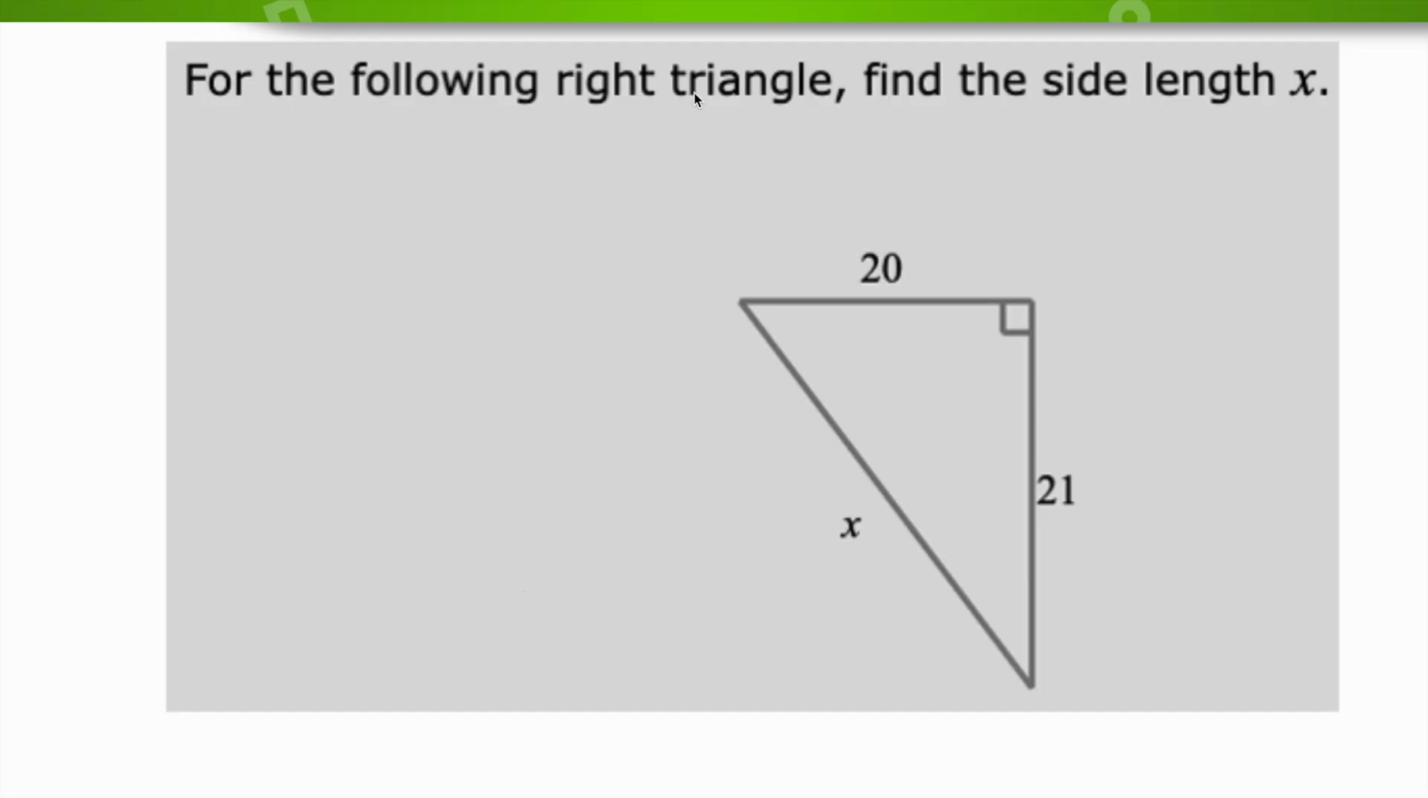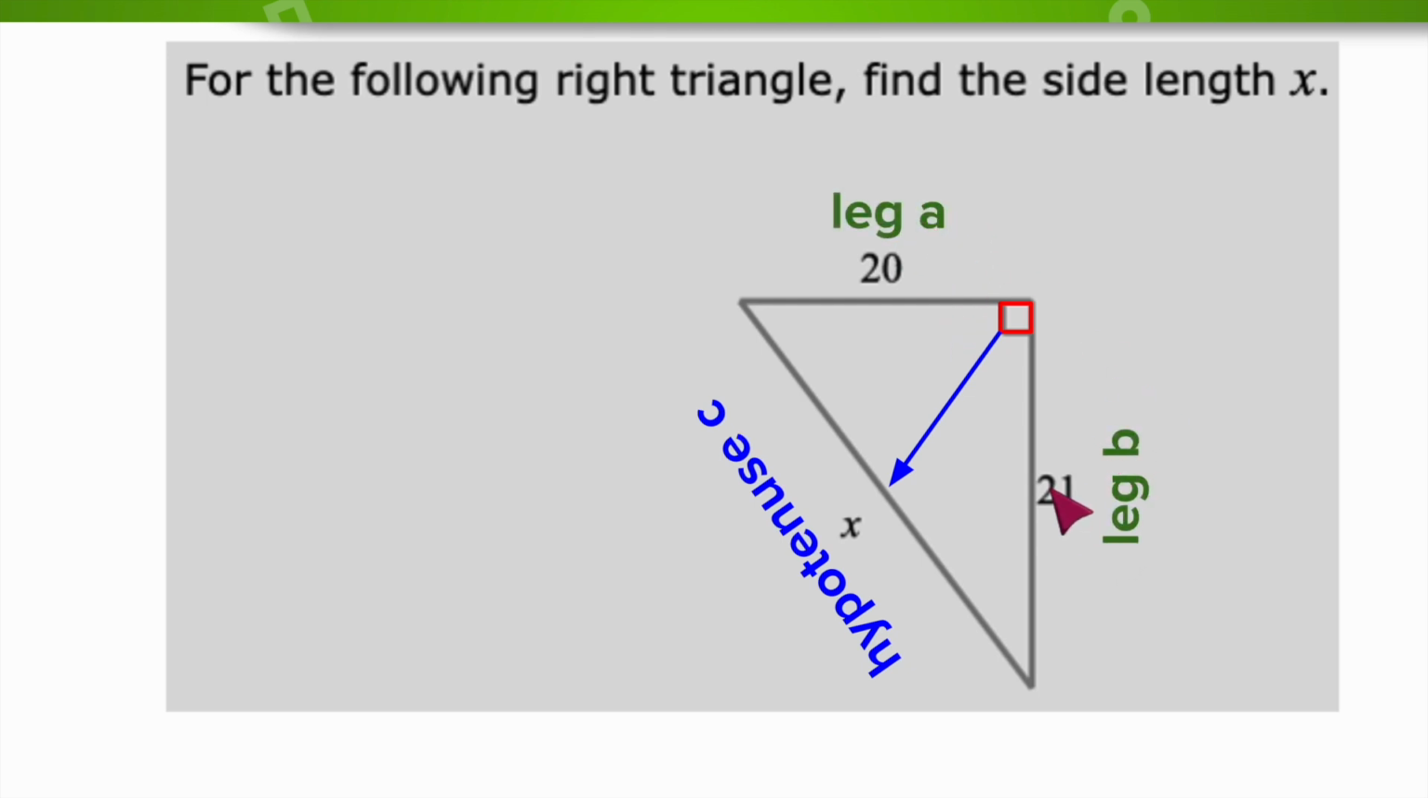For the following right triangle, find the side length. So first, here's the right angle, and here's the hypotenuse. Let's label this first. So I go straight across, and here's the hypotenuse, which is my side C. That's my longest side. So now I'm going to label my sides. Here's leg A and here's leg B. It would not have mattered if I made this leg B and this leg A. I'm just saying these are the two sides that make the 90-degree angle.